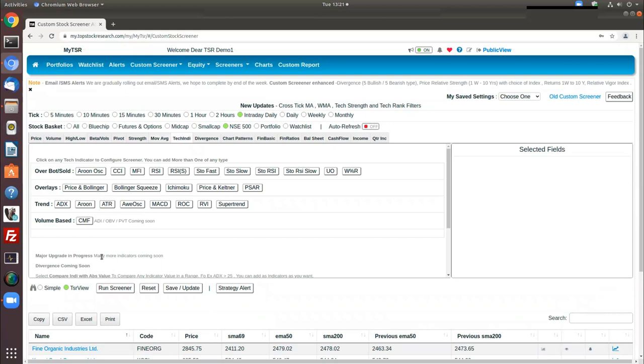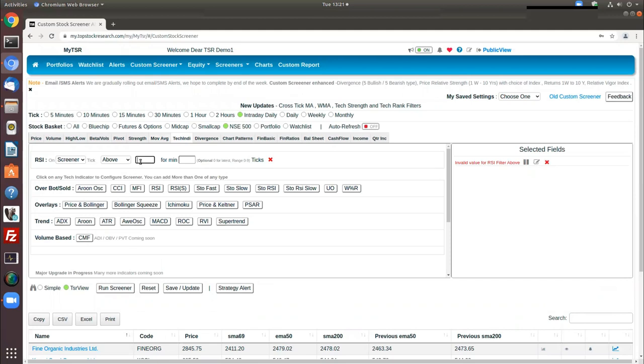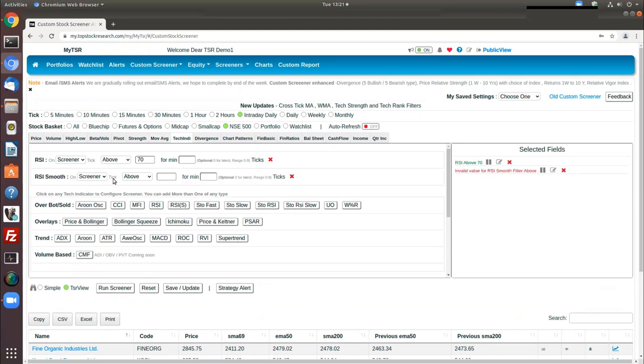As I mentioned, let's say we are looking for RSI which is above 70 on screener tick. Screener is intraday. Okay, I'm also looking for RSI above 70 on weekly tick. So that option is also available. So I have two filters which show that RSI is above 70 on RSI and RSI smooth, two different RSIs above 70 on different ticks. One is the screener tick, which is daily, and the second one is weekly.